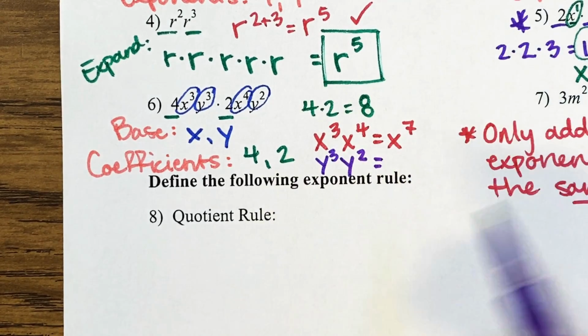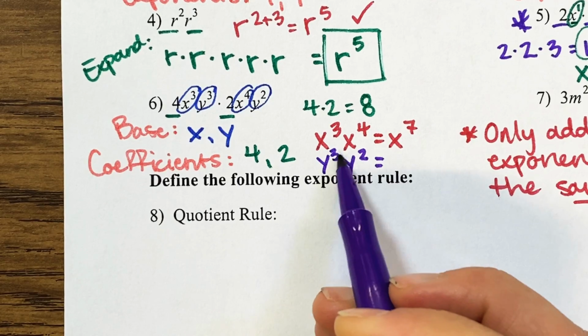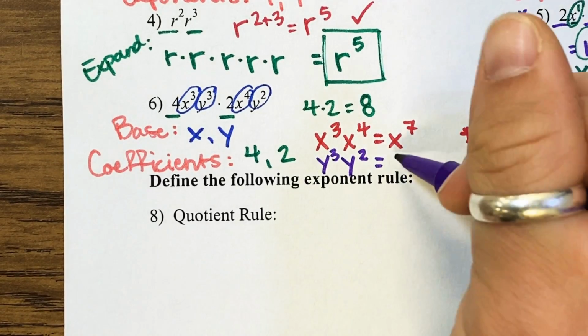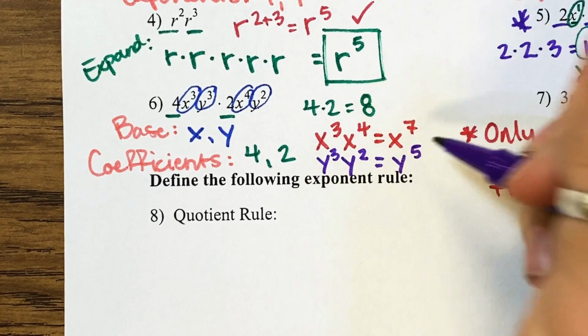And we're gonna do the same thing. Since they have the same base, since they're both Y's, I can say what is 3 plus 2? That's going to give me Y to the 3 plus 2, which is 5.